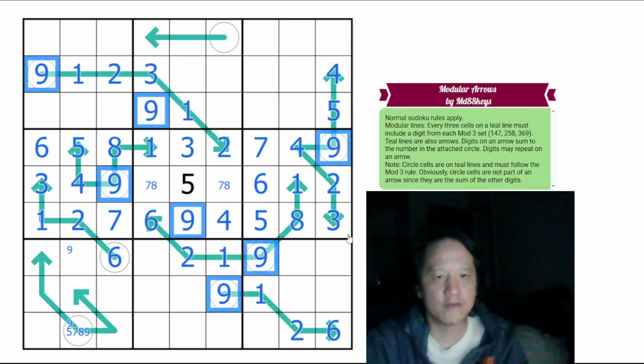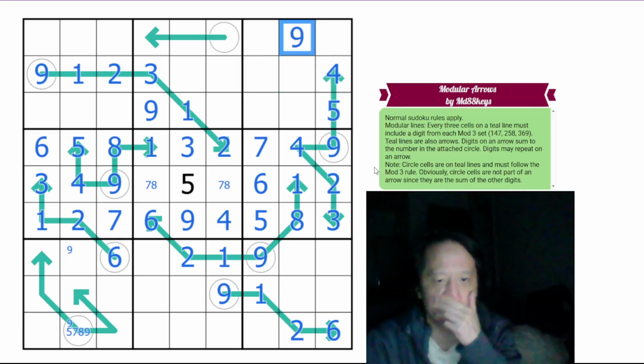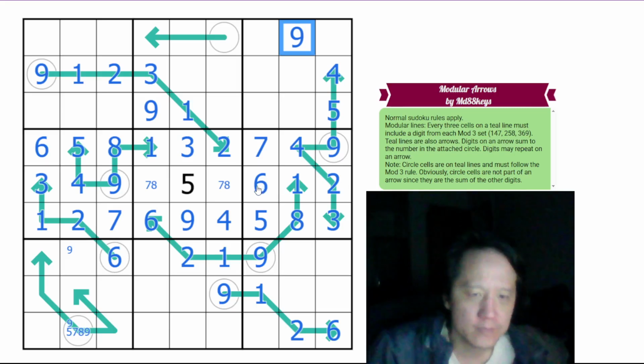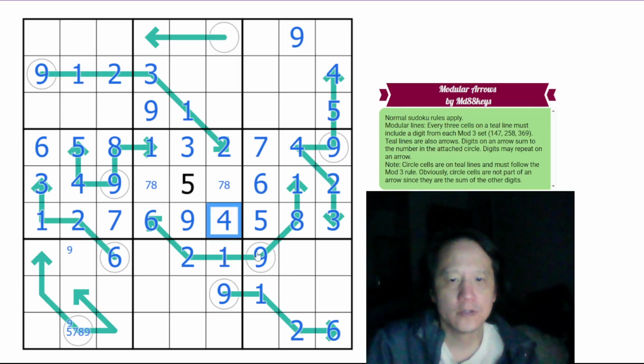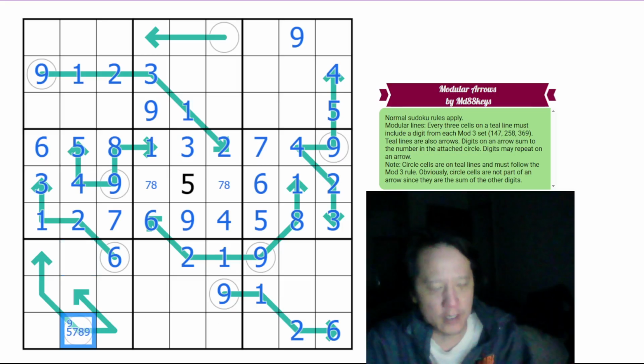We have 9. Where's the 9 in this upper right-hand box? Cannot be here. Cannot be here. Cannot be here or here. So this must be 9 there. Let's see. This 9 eliminates 9 here, so this must be a 9 here.